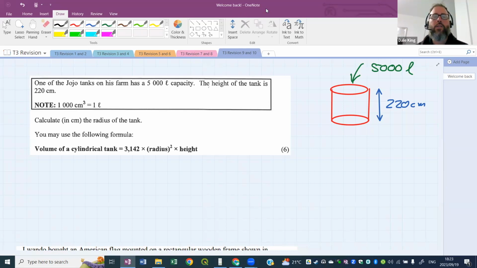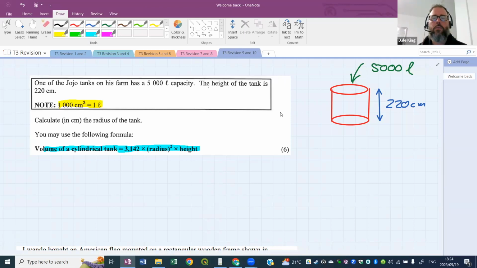Who's got an idea? There's all the information. 5,000 liter capacity, 220 centimeters high. They give us all that information. They also give us this conversion. That's probably going to be needed. And they give us the formula for volume of a tank. Guys, what do I do? Anybody got an idea?